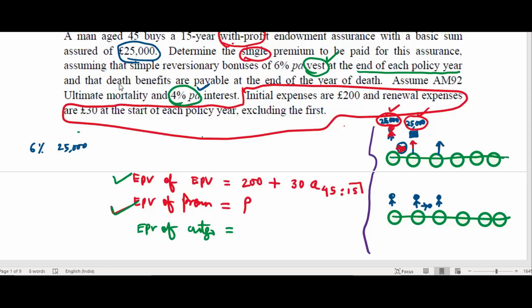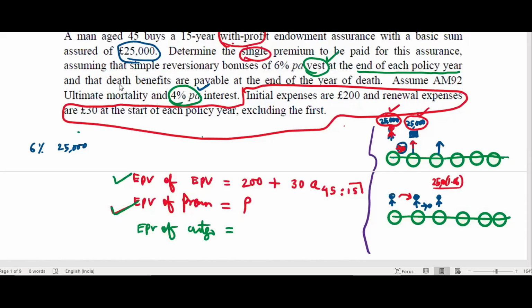Similarly here. Now that you survived here, in that case, the person died. Now that this person survived, the sum assured changed. 4%, 6%, right? So let me add that here. I can write 25,000 into 1.06. This is the new amount now.